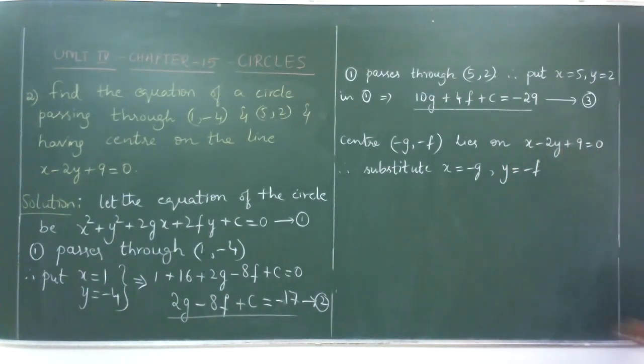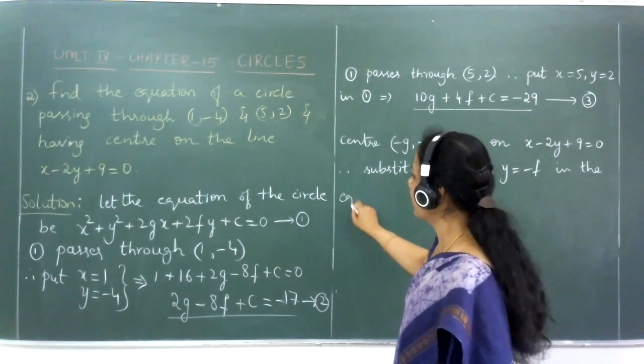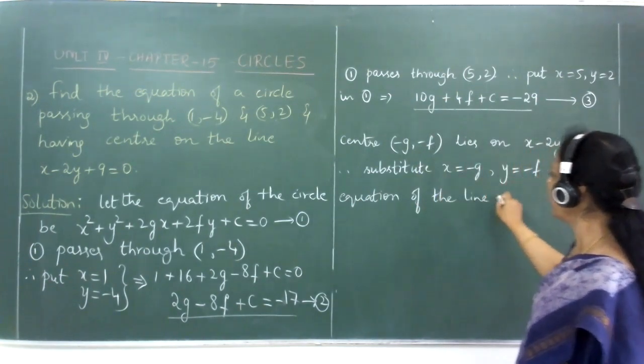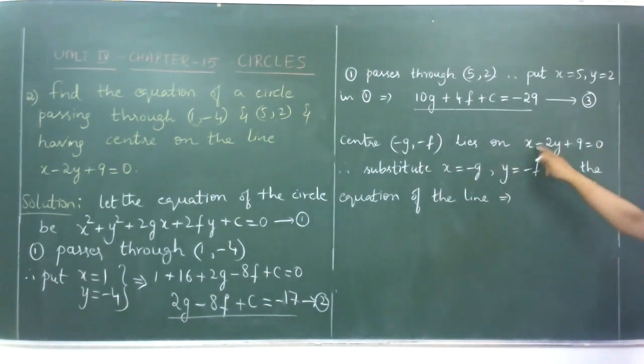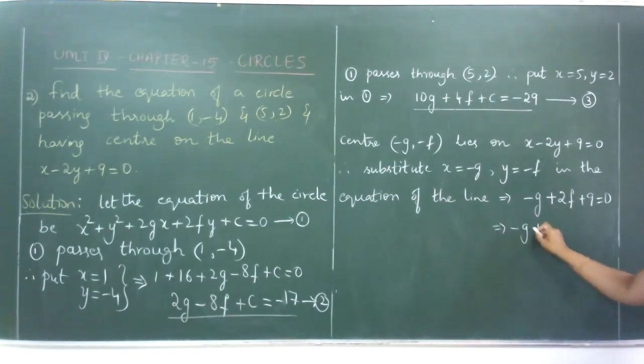That means x is minus g, y is minus f. In the above equation, that means in the equation of the line, what do we get then? When I replace these two values in the above equation, it gives me minus g minus 2 into minus f, which changes to plus 2f plus 9 is equal to 0, isn't it? Now the same equation may be reworded as minus g plus 2f is equal to minus 9.